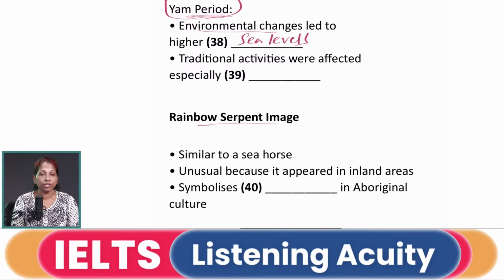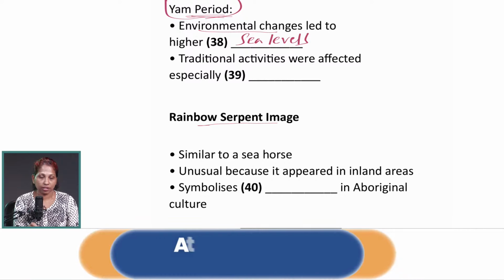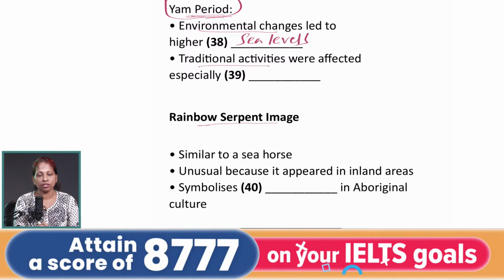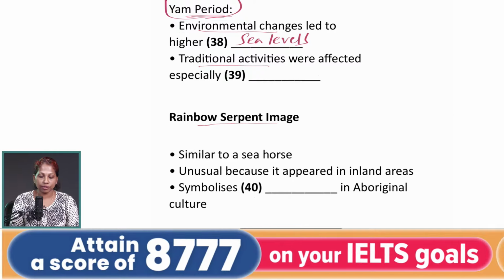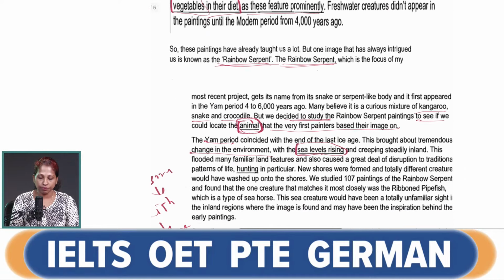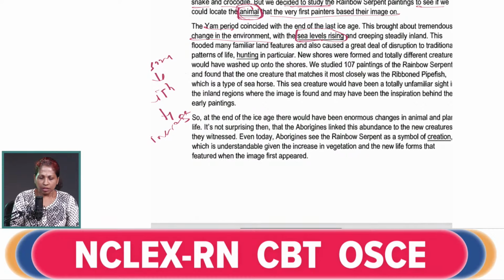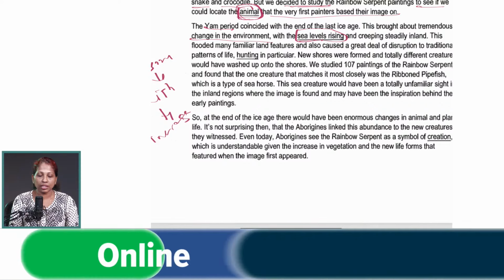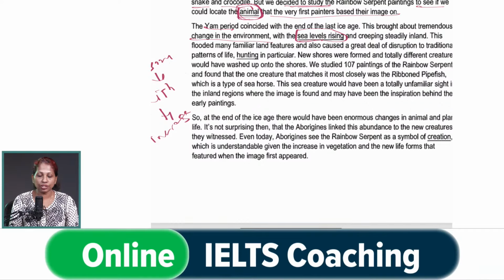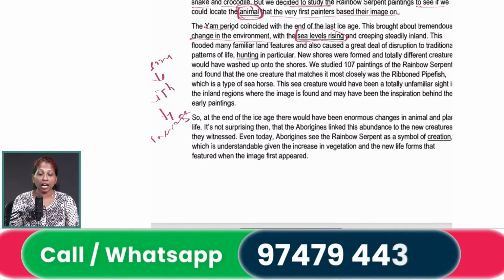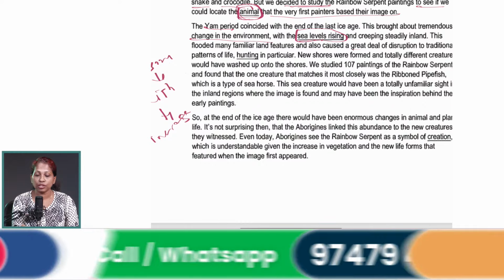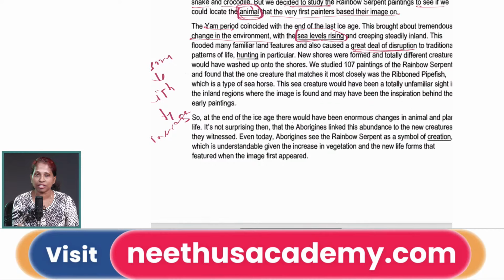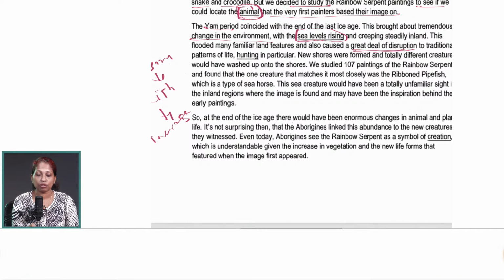Next, traditional activities were affected, especially. There was an effect on what? Traditional activities. Okay, what was the effect? Were affected especially what? This flooded many familiar land features and also caused a great deal of disruption to traditional patterns of life. So disruption is an effect. Something which disrupts is affected. What? Traditional patterns of life.